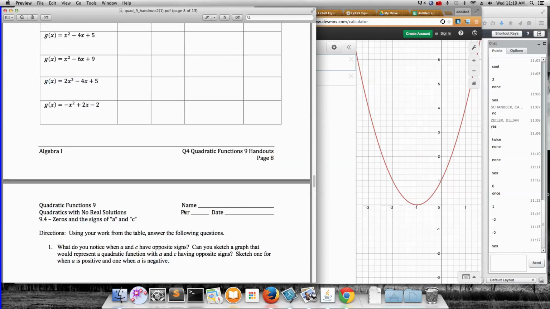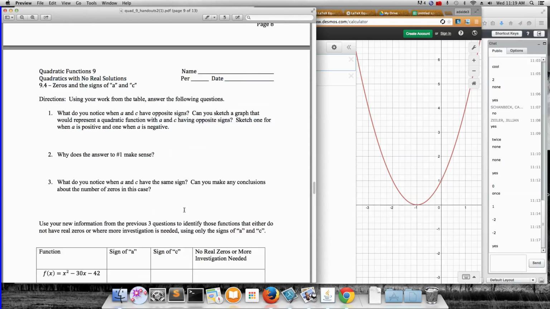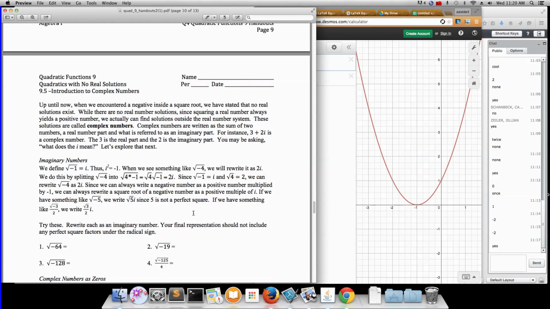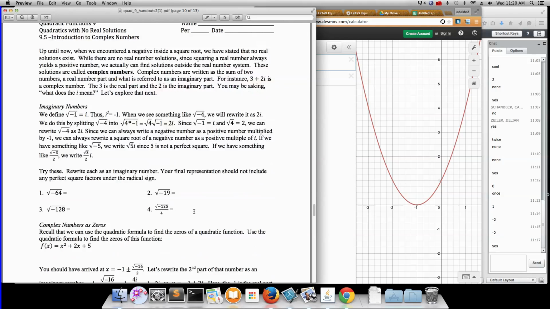Cool. That pretty much covers the whole lesson. Later, I'll show you how to deal with the square root of negative 1 and the square root of negative 4. That will be on Friday's lesson. But that pretty much covers discriminants. You guys should be able to handle the rest of the homework for that one.